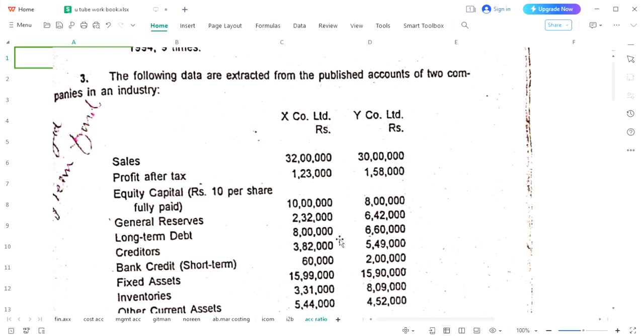Now please note down very carefully: when you have two different companies, this is X company and Y company, all accounting ratios related to X company will not have any concern with the accounting ratios you will calculate for the Y company. So these are two absolutely different elements and you are not needed to mix them. Formulas would be applied for X company separately and formulas will be applied for Y company separately.